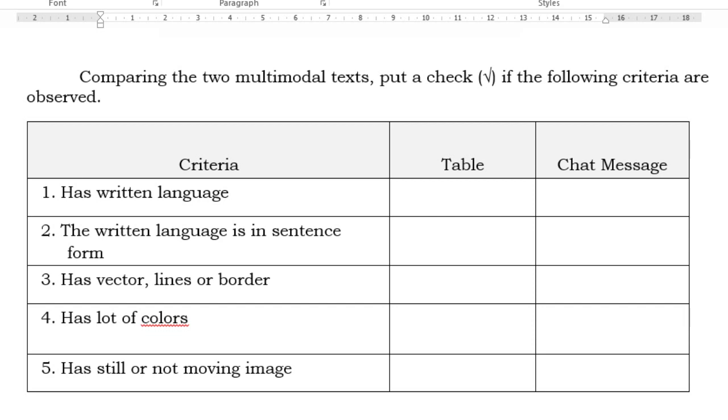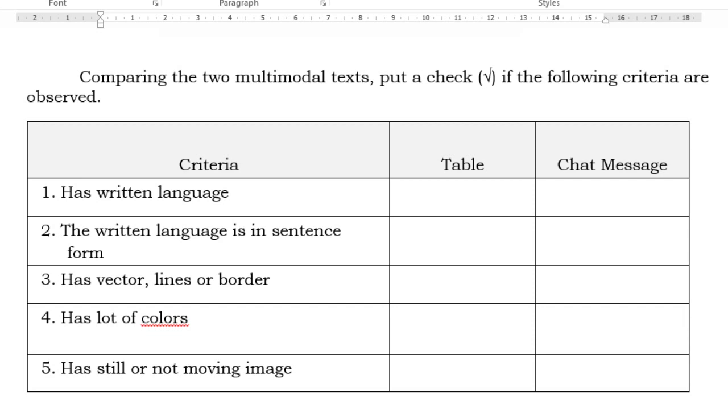Number 2 criteria, written language in sentence form. As we see in the presentation, it is only the chat message that makes use of sentence form. Therefore, the check mark is under the chat message only. Number 3, the use of vector, lines, or border. It is only the table that makes use of this criteria. Therefore, the check mark will only be under table.